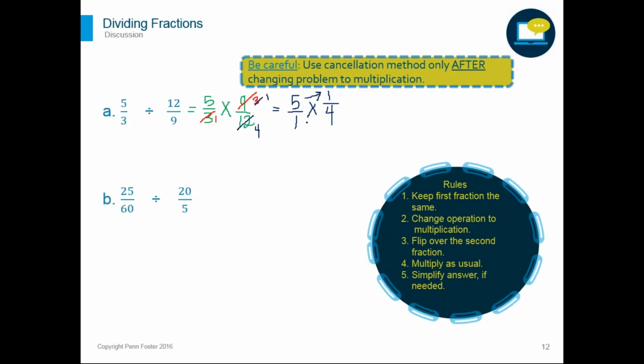Go ahead and multiply across. 5 times 1 will give you 5 on the top and then 4 on the bottom. That's not the simplest form of the answer because that's an improper fraction. Switch it to a mixed number, which is going to be 1 and 1/4. That's it.